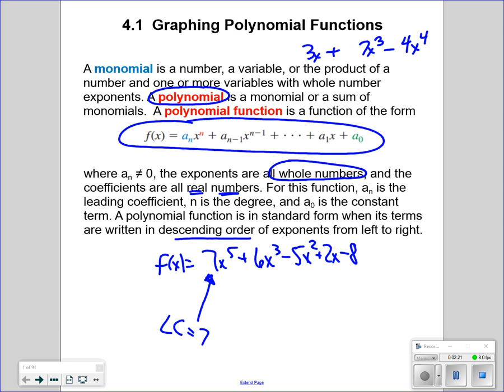Now, the degree is the highest power, so in this case, x to the fifth. So the degree is 5. And then the last one, although it really doesn't make a whole lot of difference, is considered the constant. It's the number that does not have a variable. The constant is actually always the y-intercept, so that is one thing that it does give you. All right, so here we go: lead coefficient, degree, and constant.